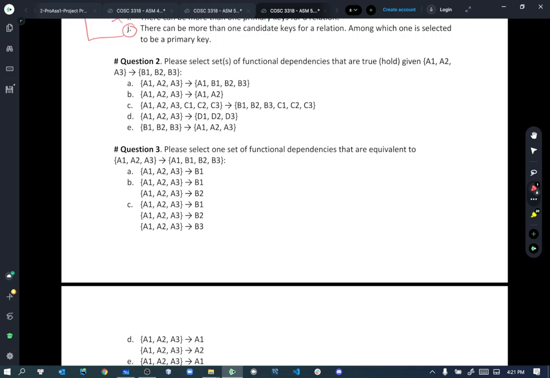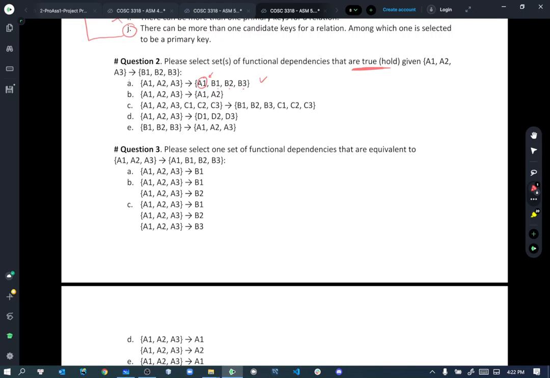Please select the set of functional dependencies that are true given A1, A2, A3 determine B1, B2, B3. And be careful, this one they say they are true only, as long as they hold. They do not need to be equivalent. So for the first one, it is true because it follows the trivial rule. We just add A. And A1, A2, A3 determine A1, of course, because A1 will determine itself. This is trivial. And it's given that A1, A2, A3 determine B1, B2, B3.